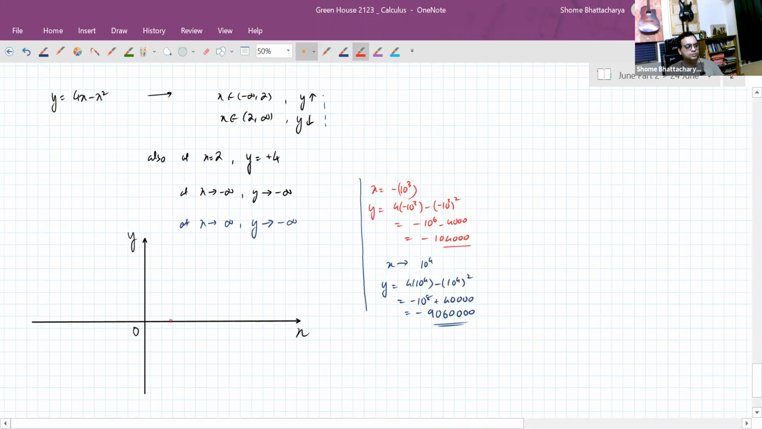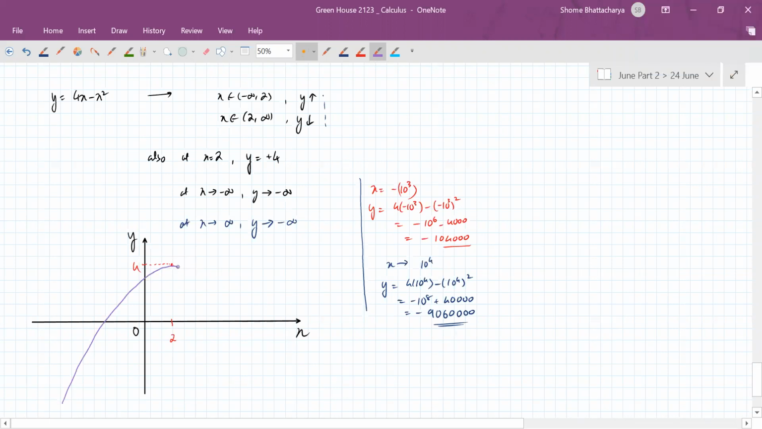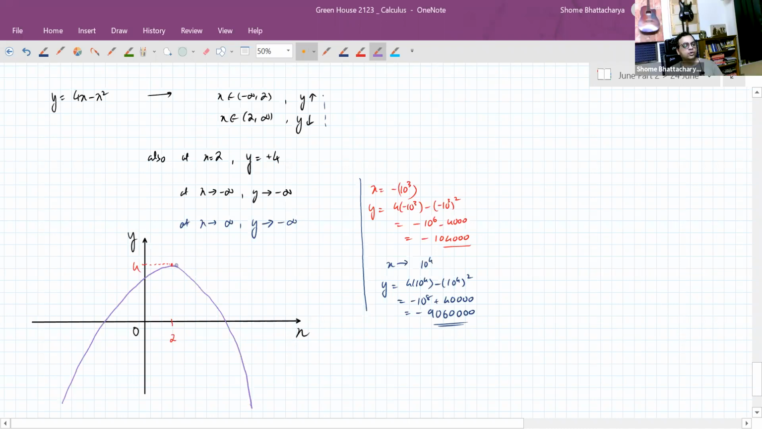So you can see at the point 2, the value of the function is, let's say, 4. Let's say that's here. But at minus infinity, it's starting from minus infinity, and going to again minus infinity. So the shape of the graph should be like this. In the language of maths, we say this is an inverted parabola, or a parabola opening downwards. This kind of curved shape of a quadratic function is called a parabola. And the mouth of the parabola is opening downwards, you can see. So it's a downwards opening parabola.